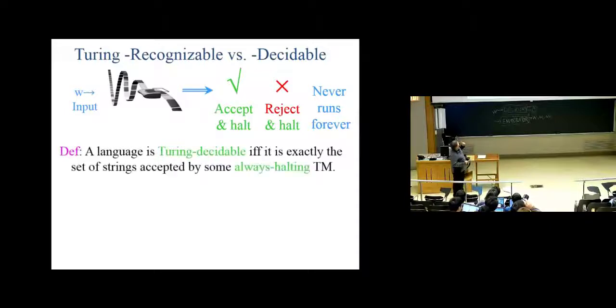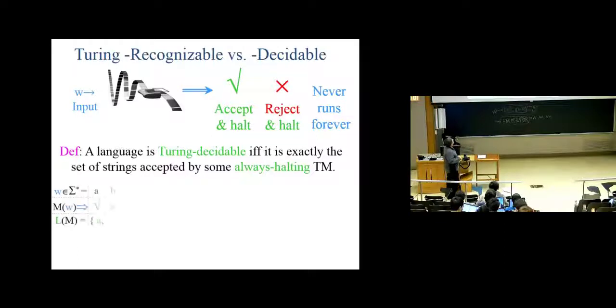All right, so a language is said to be Turing decidable or just plain old decidable. Turing is mentioned so many times and in so many things that sometimes we omit his name. So a language is said to be decidable if and only if it's exactly the set of strings accepted by some always halting Turing machine. So such a machine always halts, and if such a machine always halts and it solves your problem, your problem is decidable. Okay.